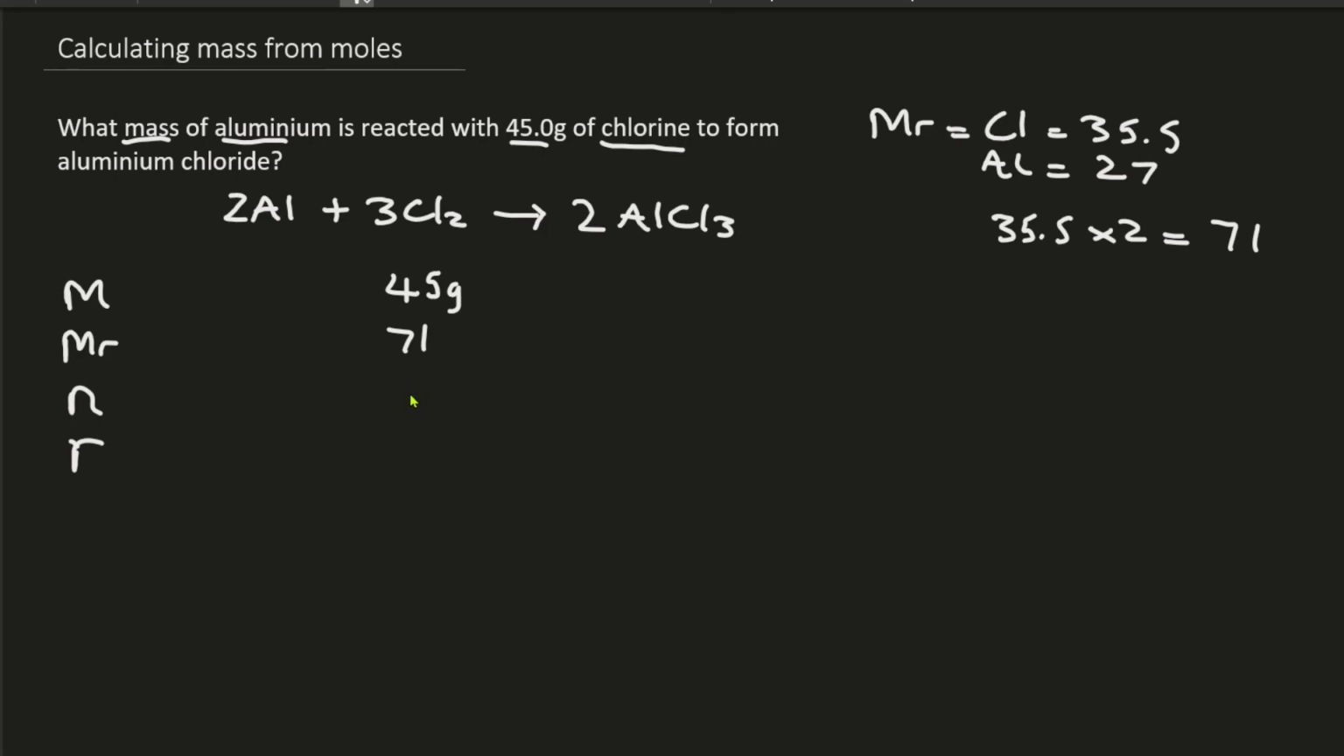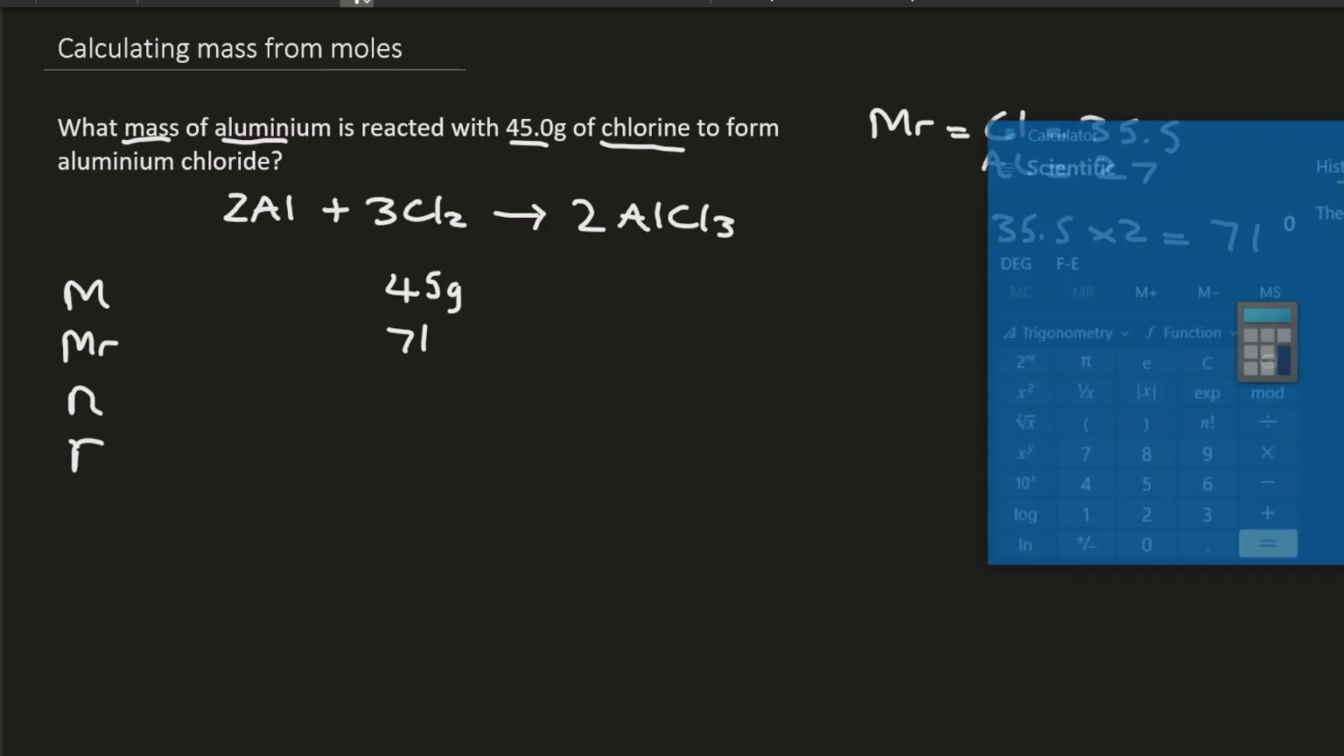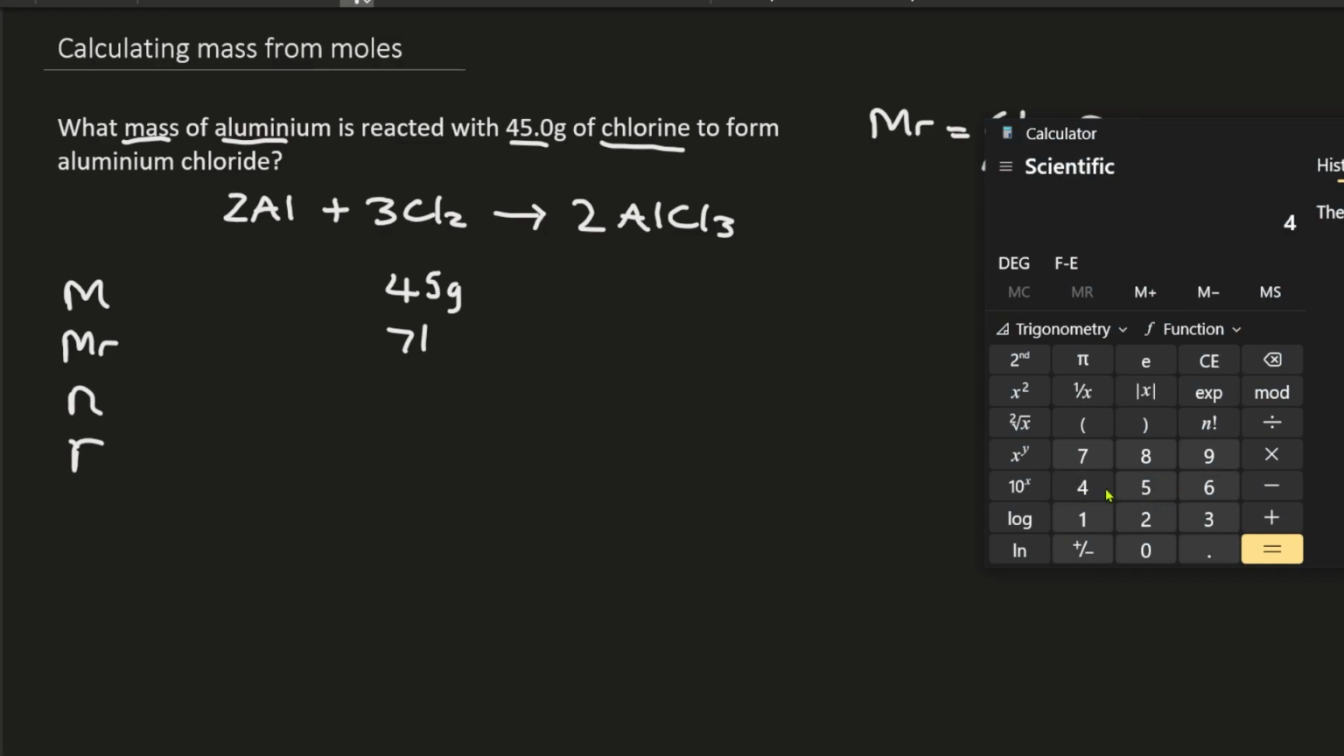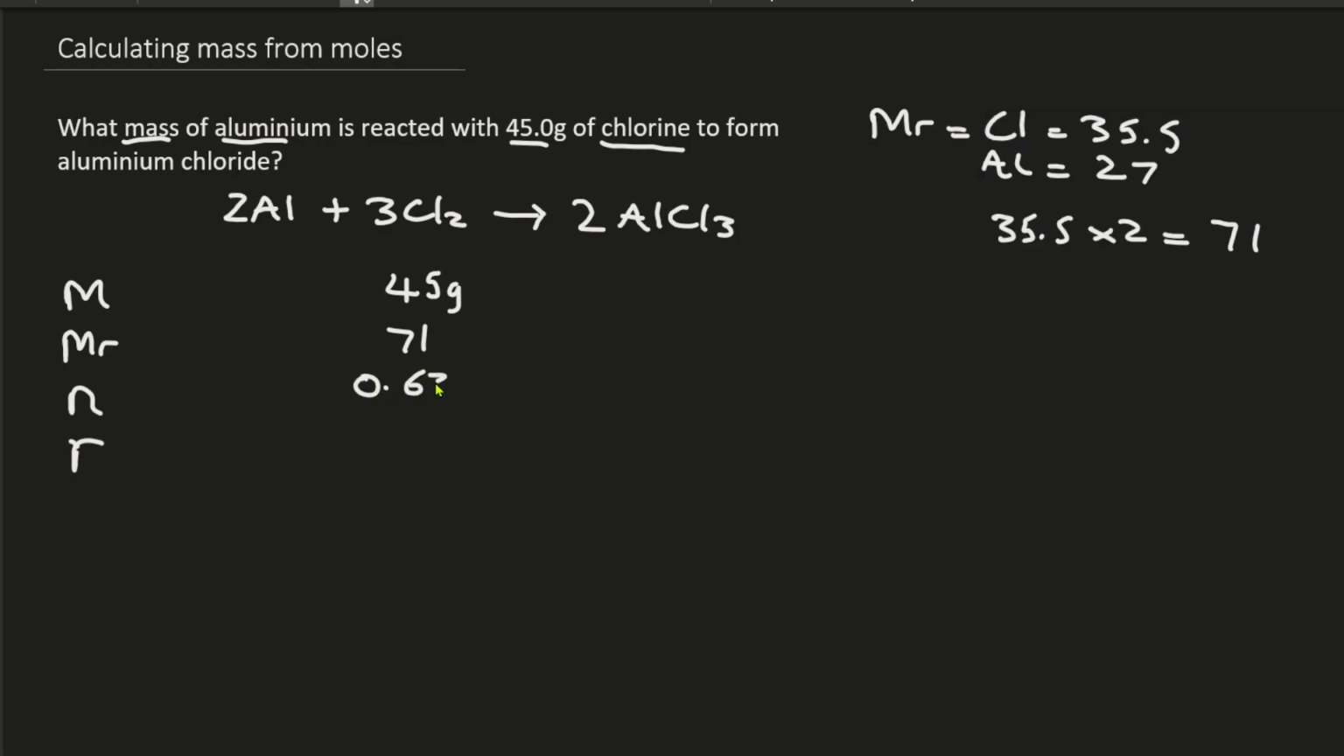The number of moles we can use a calculator for. So let's do that. So we have 45 grams divided by 71, which is 0.6338. On the side, I'm just going to do my working out over here. So I'm just showing you the steps. So the number of moles equals mass divided by molecular mass. And so what we have here, therefore, is 45 grams divided by 71, which gives us 0.6338 moles.